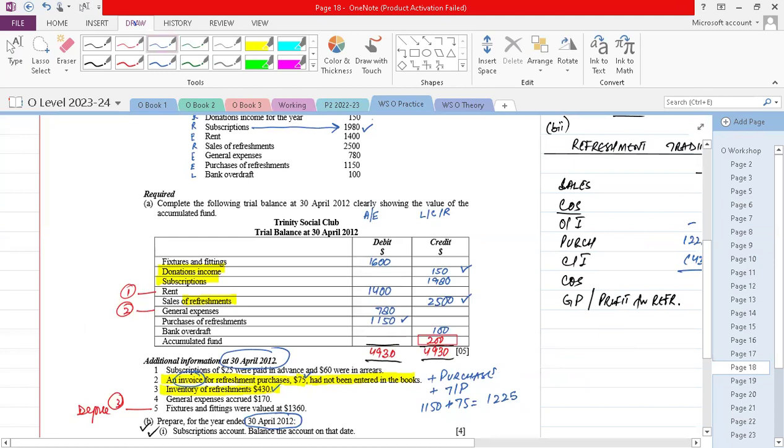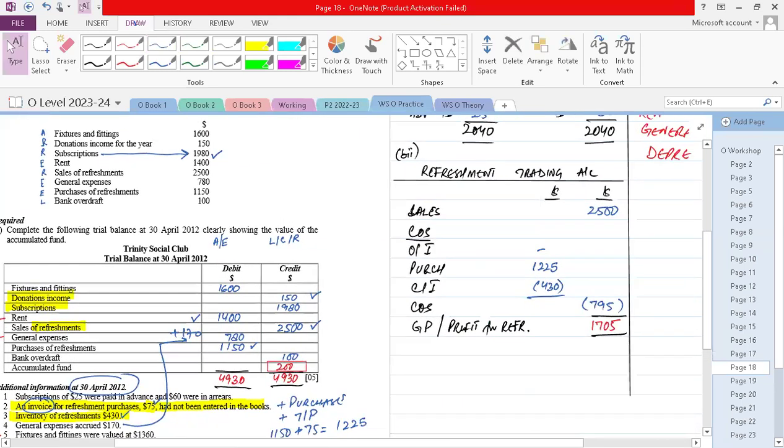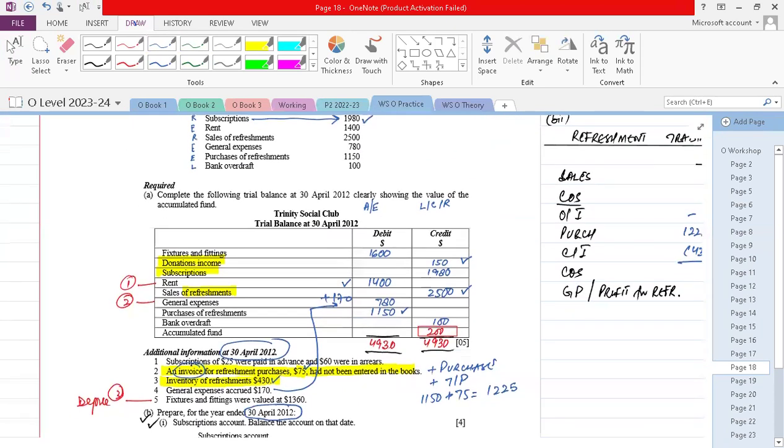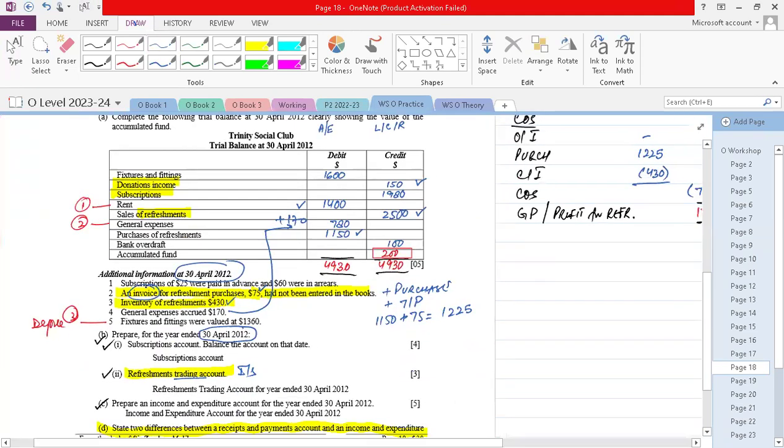Rent as it is, 1400. General expenses accrued as well, so accrued will be added: 170 and 780. Journal expenses total, I repeat again: for journal expenses you have to add 170 to 780. It gives you the total 950. Check it, everybody.